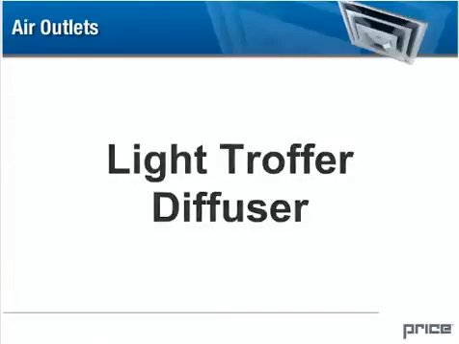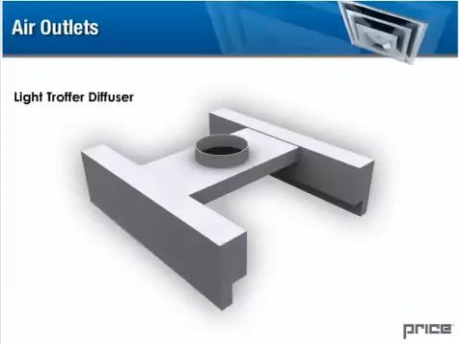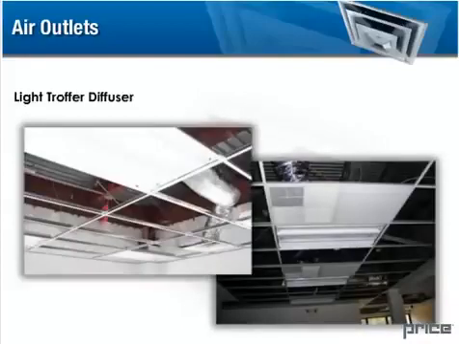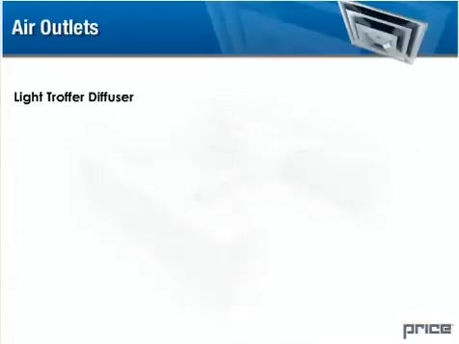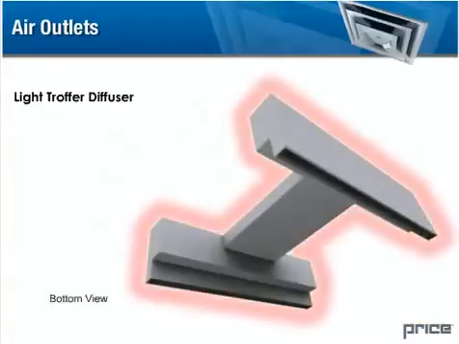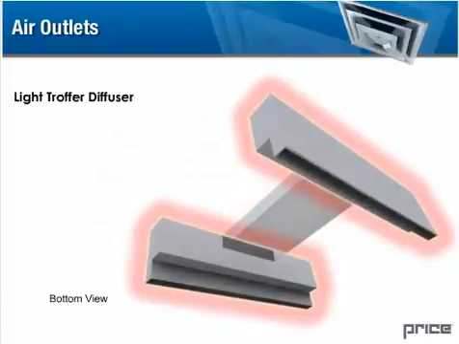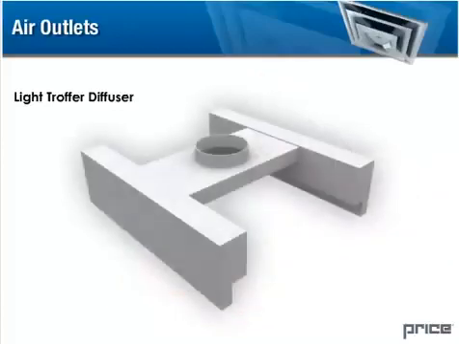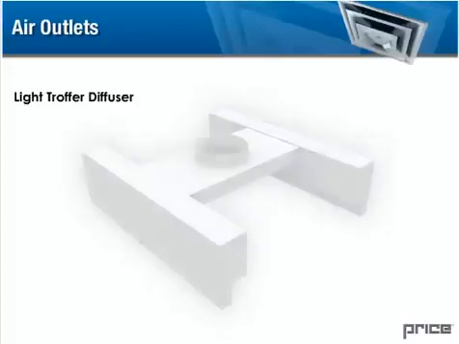Light troffer diffuser. Light troffer diffusers are designed to integrate with commercially available light fixtures in suspended ceiling systems. The troffer consists of a plenum section, air slot, and pattern controller. Troffers are available as single-sided or double-sided saddle units. Light troffer diffusers produce an excellent horizontal air pattern ideal for variable air volume applications.